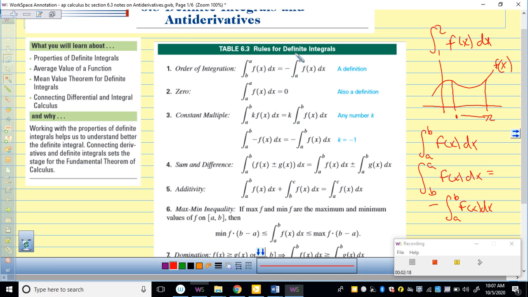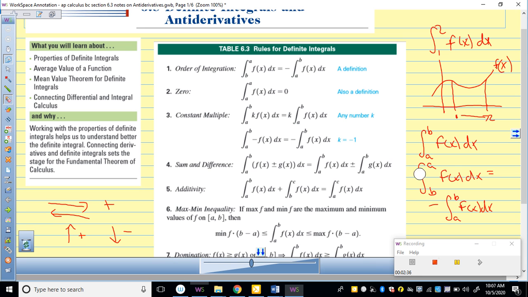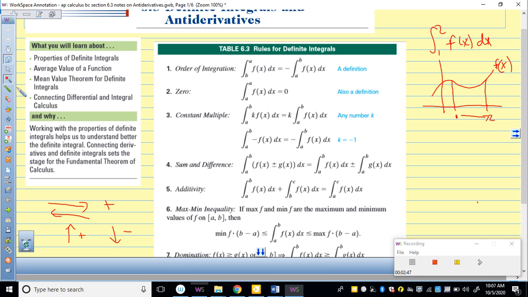So we always want to keep the idea of our conventions. Going to the right is positive, and going to the left is negative. Above the x-axis is positive, and below the x-axis is negative. Okay, so there's our first rule. Our second rule is the integral from a to a. Well, if we look at my little sketch here, that would be the integral from 1 to 1 of f of x dx, and we would have no width, so there would be no area under the curve. So that is equal to 0.